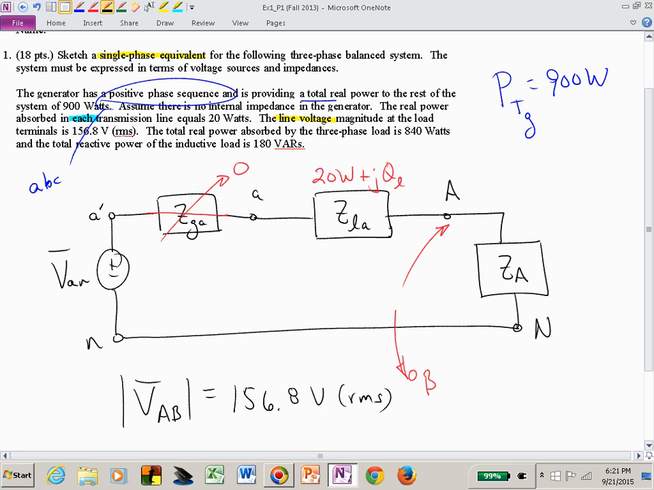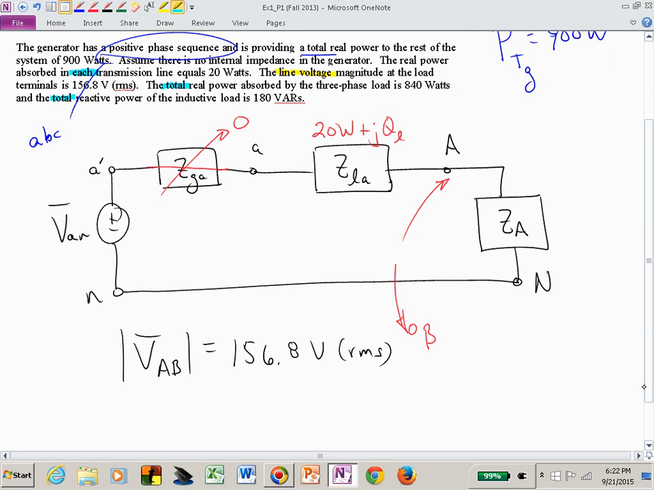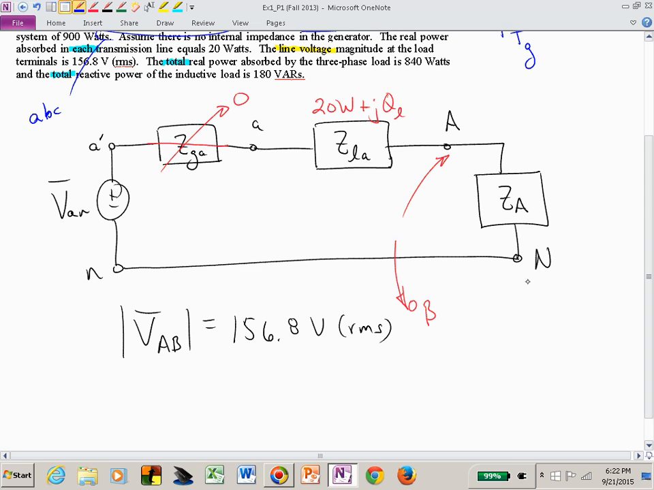The total real power absorbed by the three-phase load is 840 watts, and the total reactive power of the inductive load is 180 vars. That's at the load. Meaning now we know that over here, S total load is now whatever it was, 840 plus j180.